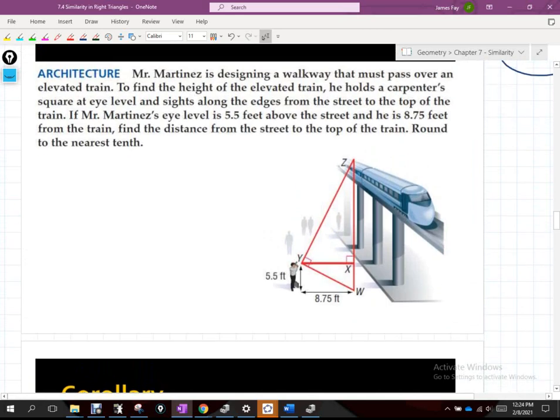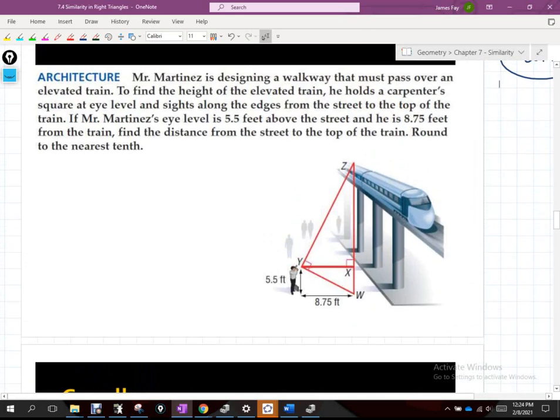All right. So this question here, same thing. It's just asking now to put some context to it. Says Mr. Martinez is designing a walkway that must pass over an elevated train. To find the height of the elevated train, he holds the carpenter square. You guys know what a carpenter square is?